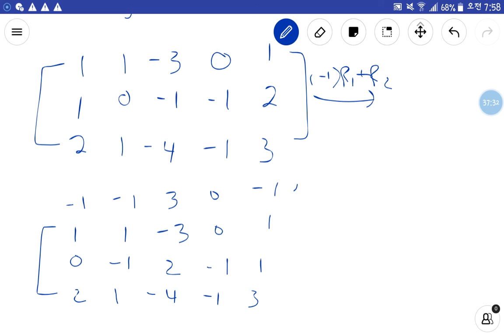Okay, let me double check it before you go. We are adding this and this, right? So -1 and 1, 0. 0, -1, -1. -1, 3, 2. -1, 0, -1. 2 plus -1 and 1. Okay, so we're good.